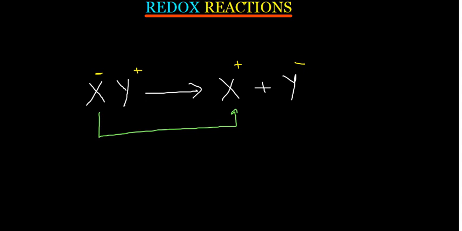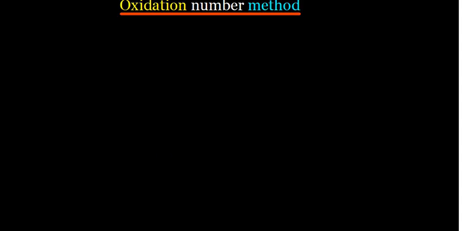When something becomes more positive, that is oxidation. And then this one is moving from positive to negative. When it becomes more negative, that is reduction. Okay, so this is a redox reaction. Now, how do you balance redox reactions using the oxidation number method?